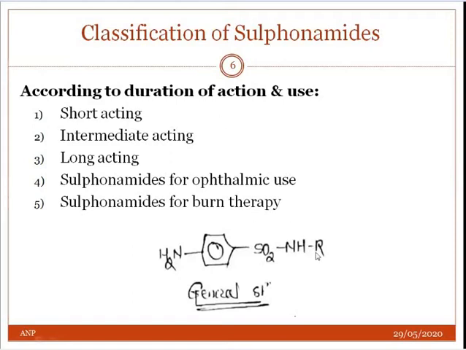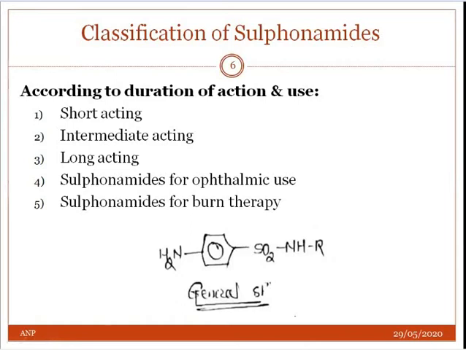Basically it's a sulfonamide. Sulfanilamide: benzene ring, NH2, anilia, sulfanilamide. But when you replace the hydrogens, either one or two, from this nitrogen, that becomes the general structure of sulfonamides. Basically, all the sulfonamides are derivatives of sulfanilamide.